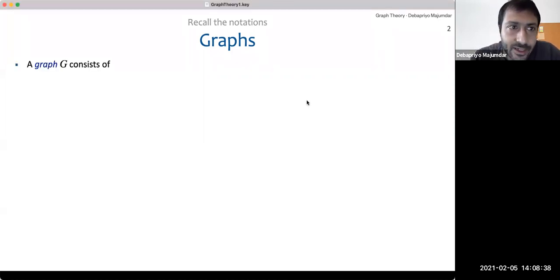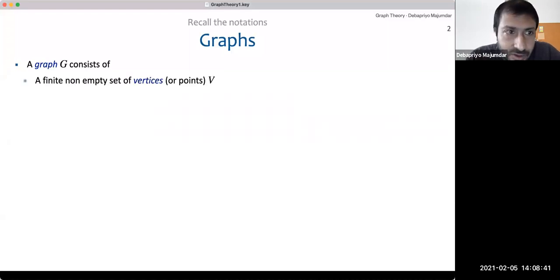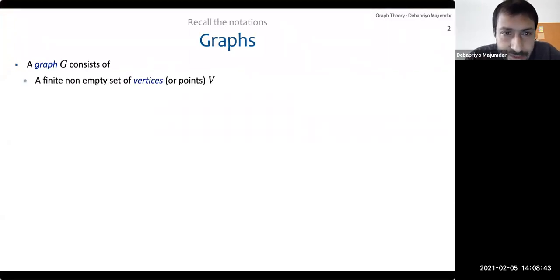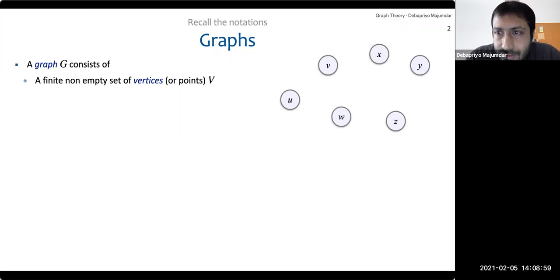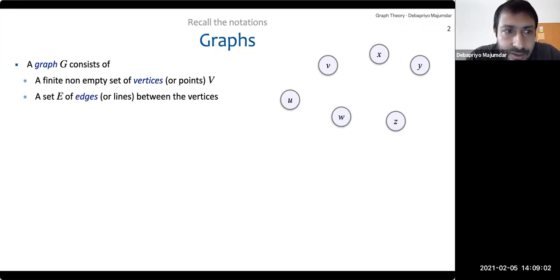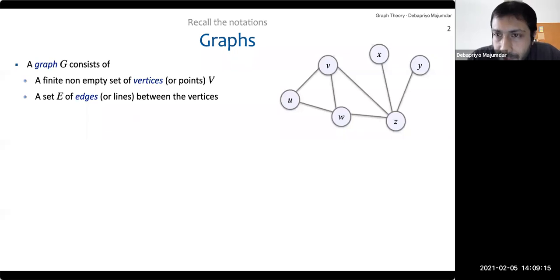Let's recall the notations that a graph G consists of a finite non-empty set of vertices. In Harary's book, he calls them points, but we'll call them vertices. Sometimes I may end up calling them nodes. So a finite non-empty set of vertices V, and a set of edges. The set of edges is typically denoted by E. In some places, they also call them lines, but we'll mostly call them edges between the vertices. All right, so maybe these are the edges between the vertices.